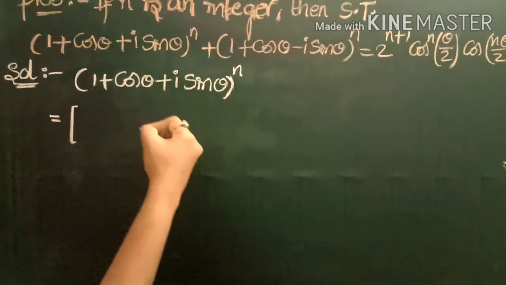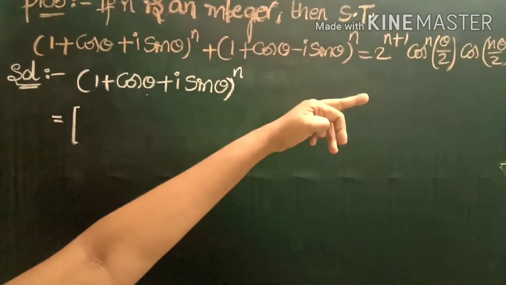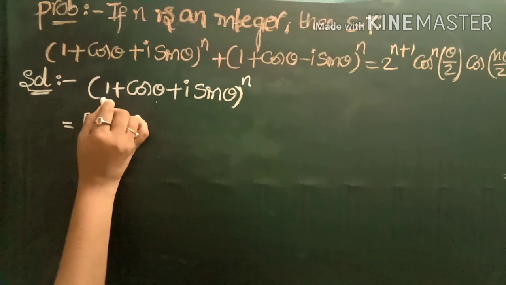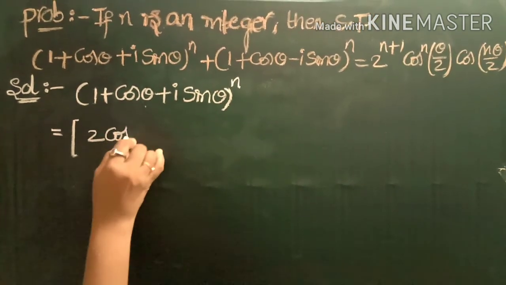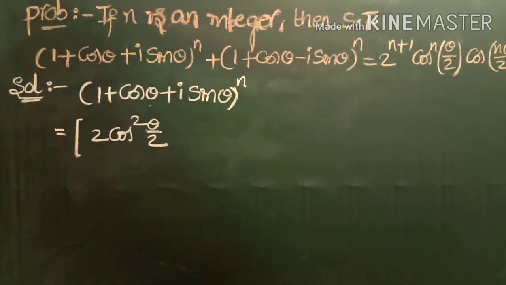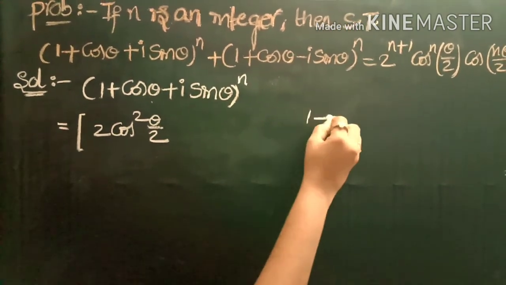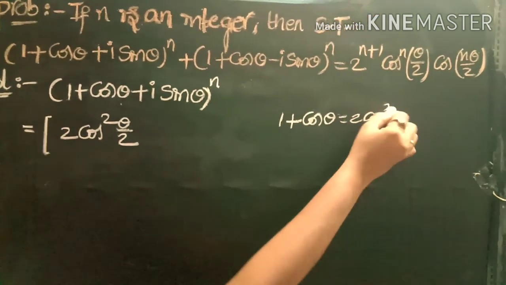Now we have to convert the terms in the given expression in terms of the submultiple angles, which are in the form of theta by 2. In place of 1 + cos theta we take the formula 2 cos square theta by 2. This is the formula for 1 + cos theta. So 1 + cos theta is equal to 2 cos square theta by 2.